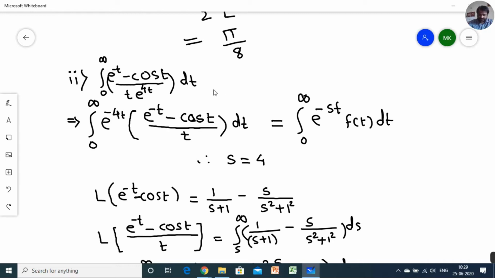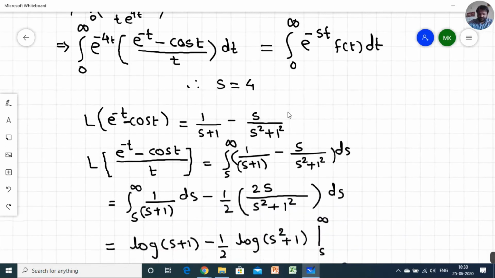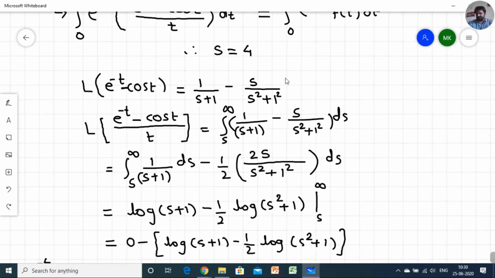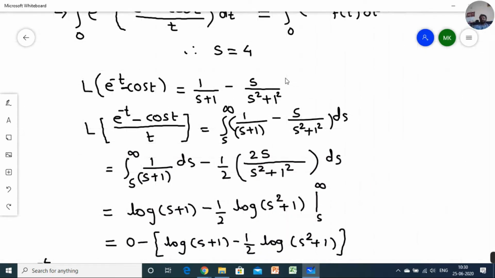So the bracket is treated as a function, that is, e raised to minus 4t is treated in terms of e raised to minus st, so that s equals 4 according to the definitions. Now we have to calculate the Laplace of e raised to minus t minus cos t. So we got the Laplace of that respective function: 1 by s plus 1 minus s upon s square plus 1.